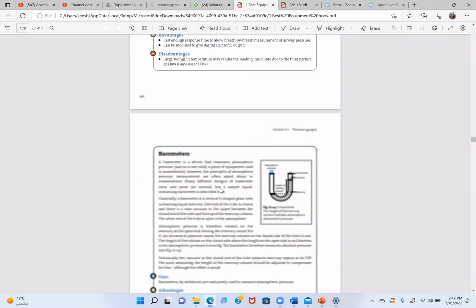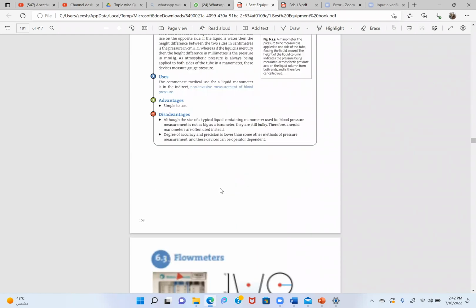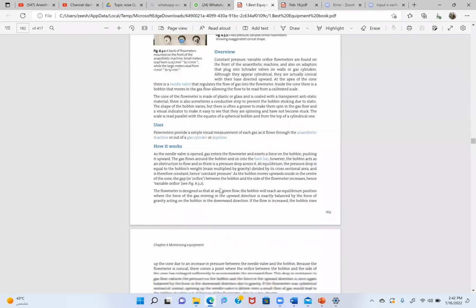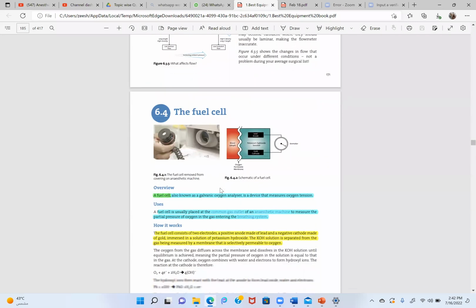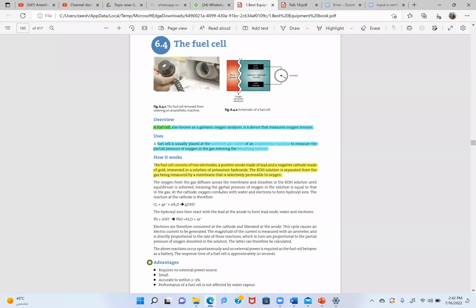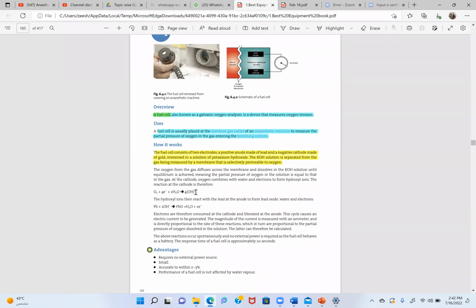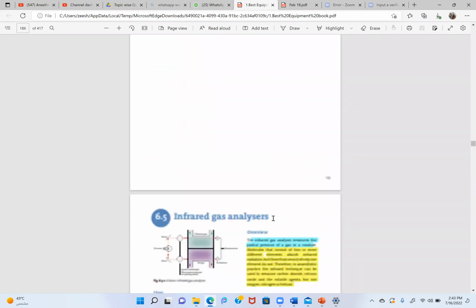Pressure gauges, I will just show you. I sent you this screenshot. Of course, we are not discussing in detail, but you see the fuel cell. This is the oxygen sensor which we use. In a modern anesthesia machine, there is a fuel cell galvanic oxygen analyzer that measures oxygen tension. So it is part of monitoring. This one is the fuel cell.